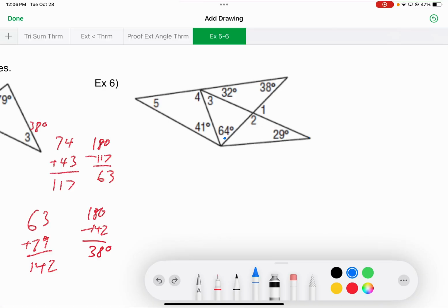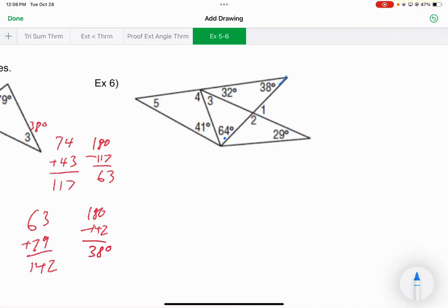Okay, I agree. So maybe then you take 32 and 38, is that what you said, Emma? Add this together and subtract from 180. So that gives me 70. 180 minus 70 gives me 110. So this angle right here is 110. I wasn't even asking you for that. It's not what I asked, however, that just helped you, because then 2 equals 110.